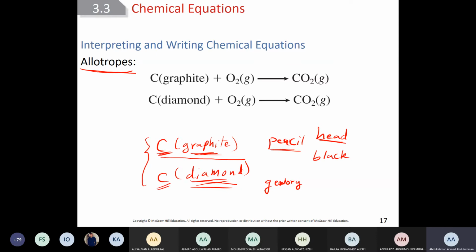But you know that graphite, if you want to buy a pencil, how much will it cost you to buy 10 pencils together? Maybe 10 riyals? No, 10 riyals even. Okay, how about if you want to buy 10 grams of diamond?